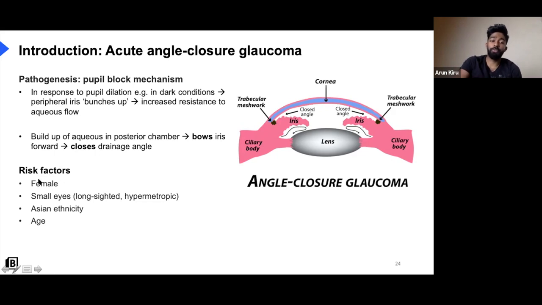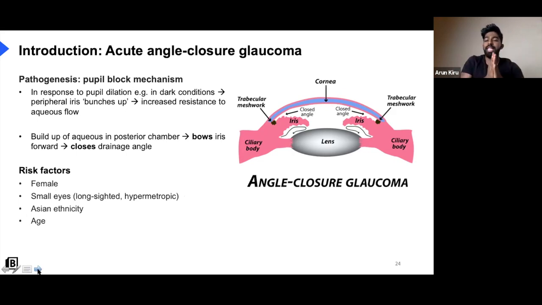The risk factors are female patients, small eyes. You can imagine if you've already got a small eye, your angle starts off already quite small, so there's not much leeway. Asian ethnicity, usually Chinese patients get this a lot, and age. As you get older, the mechanisms of drainage aren't as good, so therefore you're more prone. So that's acute angle closure glaucoma.